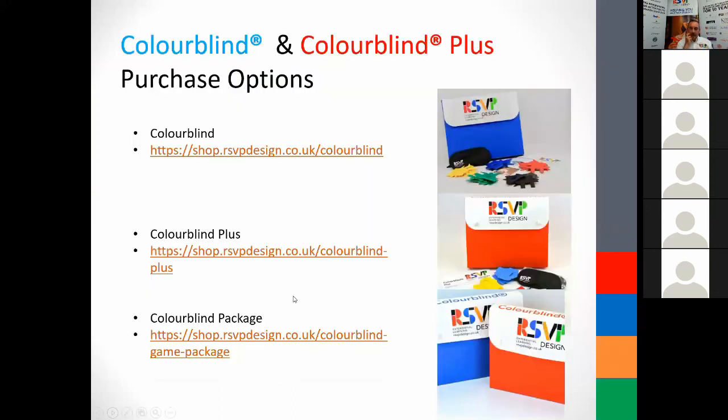Again, sometimes there's a bit of confusion over what is available in terms of the products. You can buy the products individually. For those of you who haven't been to our shop, Colourblind can be bought on its own, Colourblind Plus can be bought on its own, and what we call the package is the two versions together. There's a bit of a discount in buying both together, and hopefully the earlier explanation will let you understand that you may want to mix and match both types depending on the type of challenges that you have.